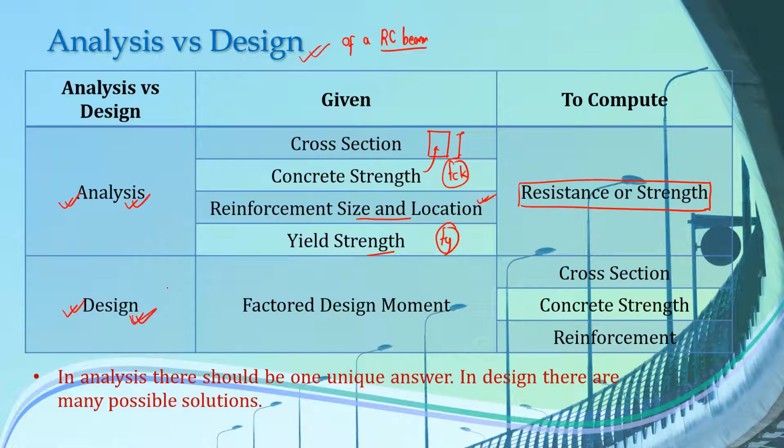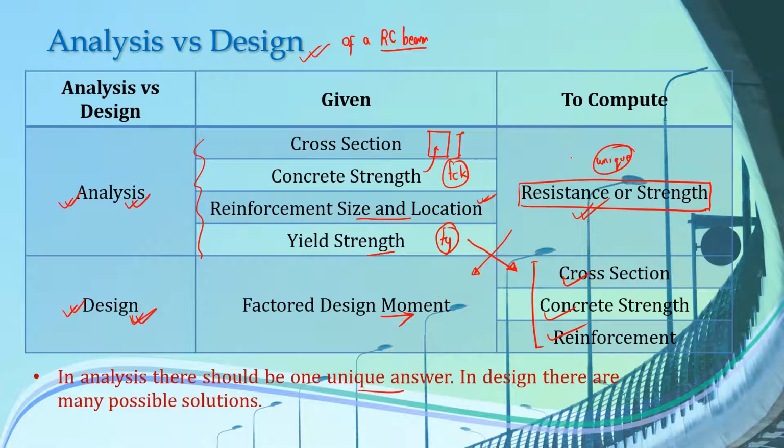Whereas in design, you are only given the factored design moment that is acting on your beam, and you have to determine these various things: cross section, concrete strength, reinforcement. So this is exactly opposite. Whatever is given in analysis, you have to find in design, whereas whatever you have computed in analysis is given in your design. So in analysis, there should be one unique answer. If you are given all these things, then the resistance or strength of your RC beam section should be unique. There can be only one value.